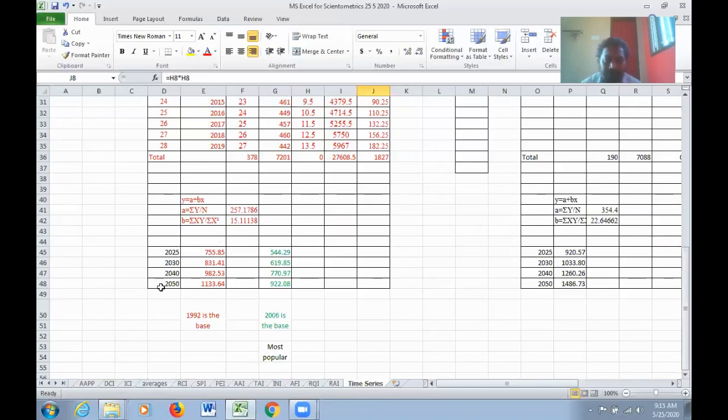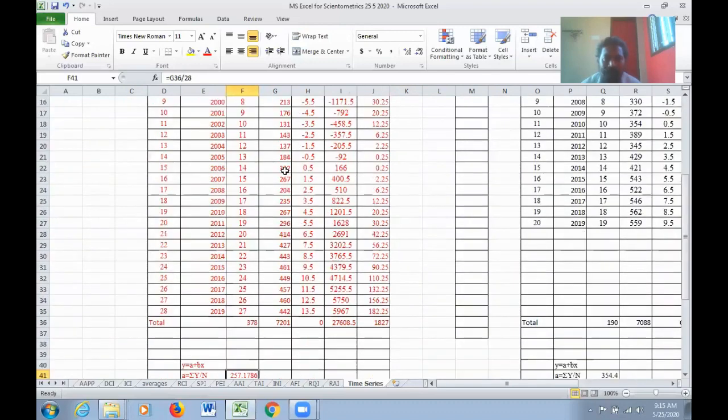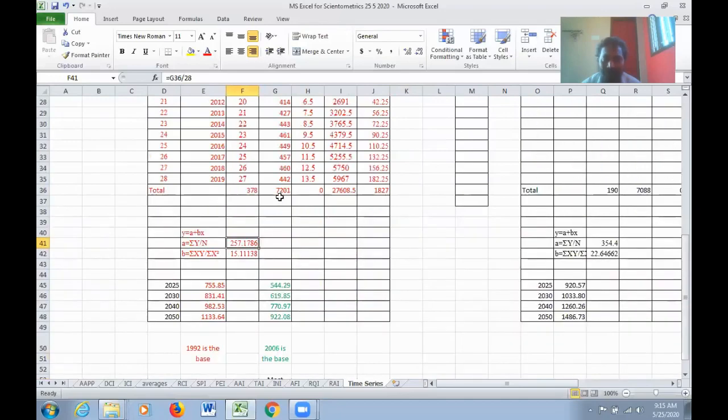What is A? A is equal to sigma Y by N. What is sigma Y? This is Y. Sigma Y is G36, 7201, divided by N. What is N? Number of years. How many years? 28 years. So 7201 divided by 28, you get A: 257.1786. So the A value is calculated.